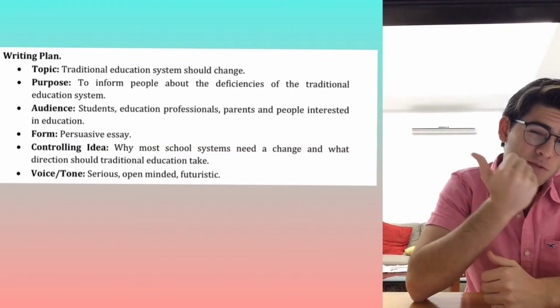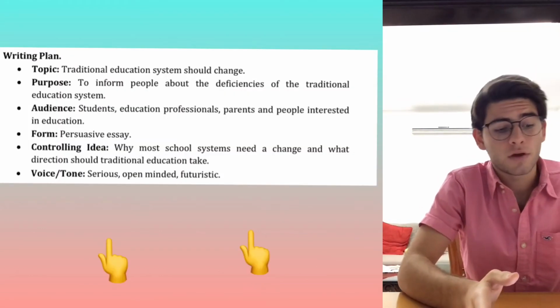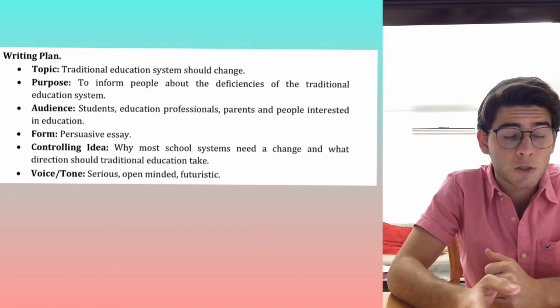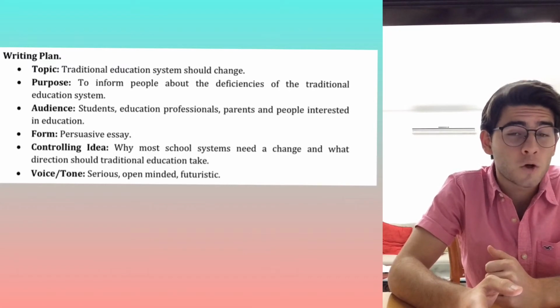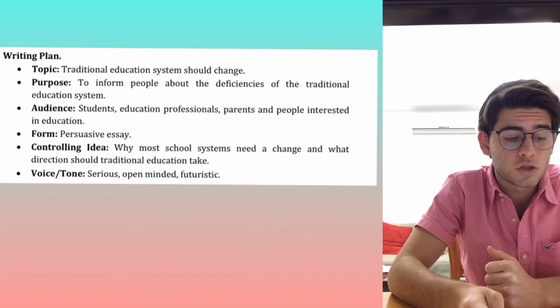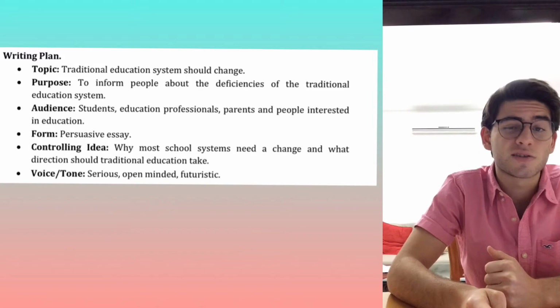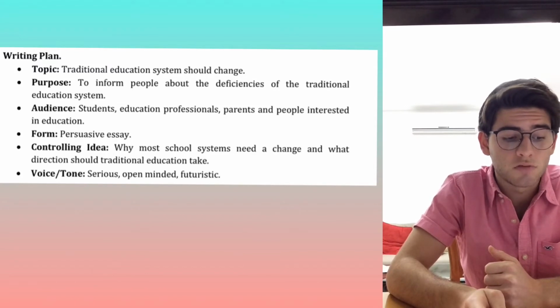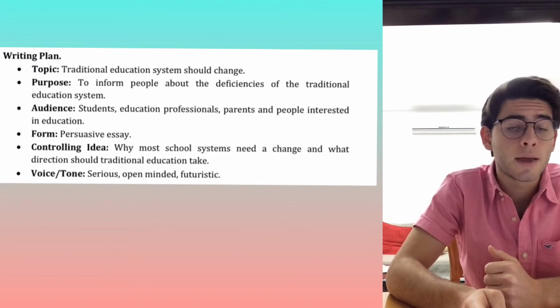Now we're going to check together my writing plan for my essay. So here I have it, my writing plan, so we can check it out both. You will also have it in this part of the screen, so let's check it out. First, the topic is traditional education system should change. This means that I'm mostly going to talk about the traditional education system and its flaws. Going further, the purpose. My purpose is to inform people about the deficiencies of the traditional education system.